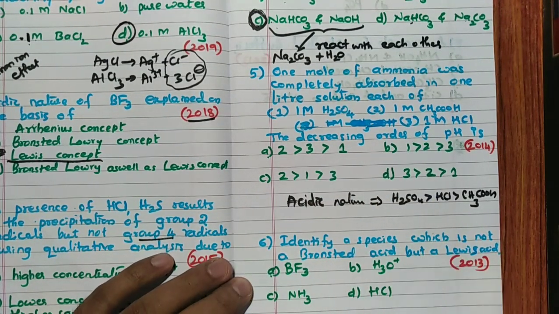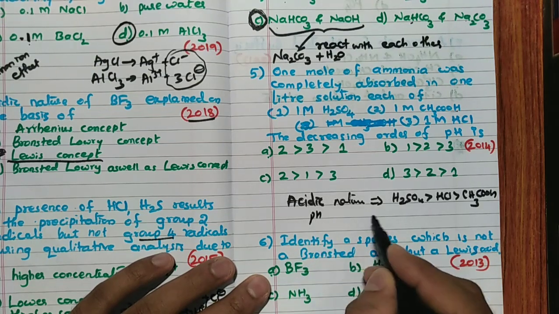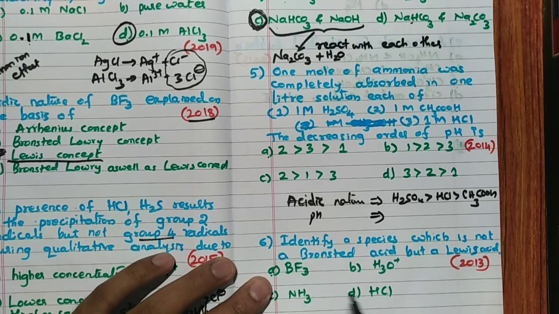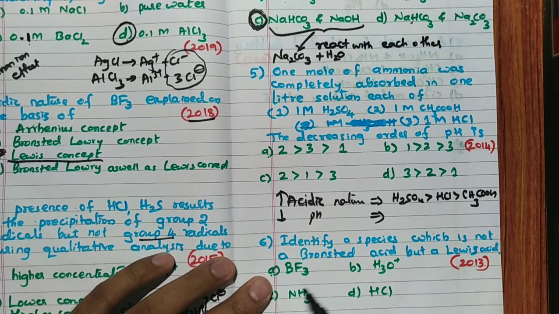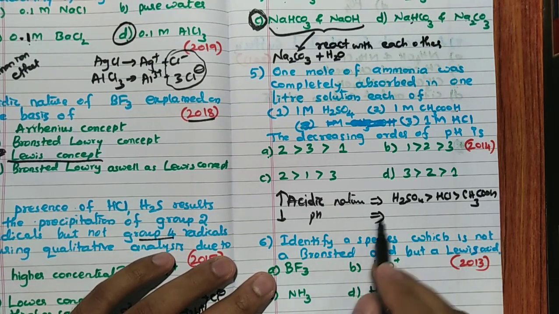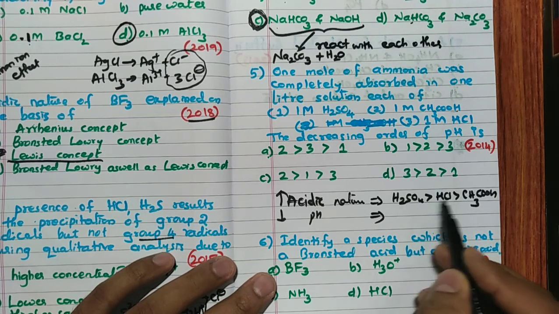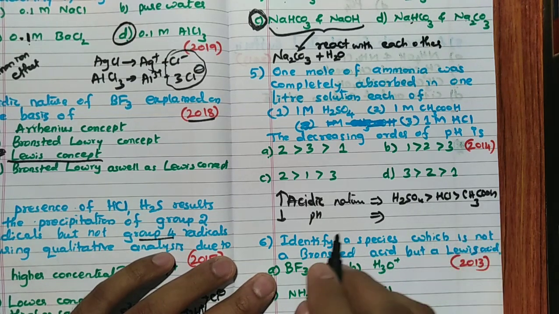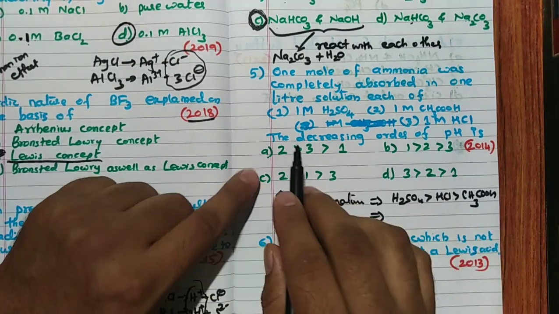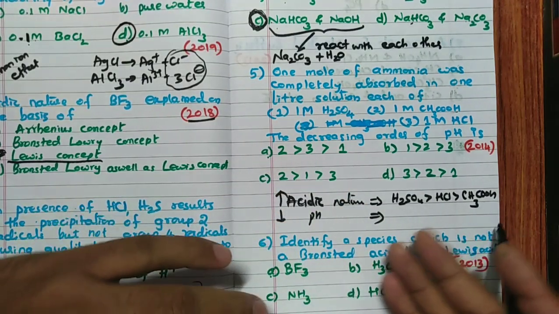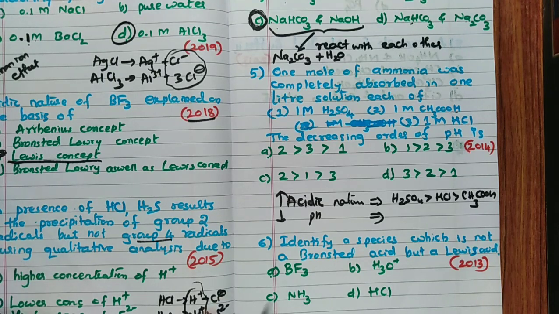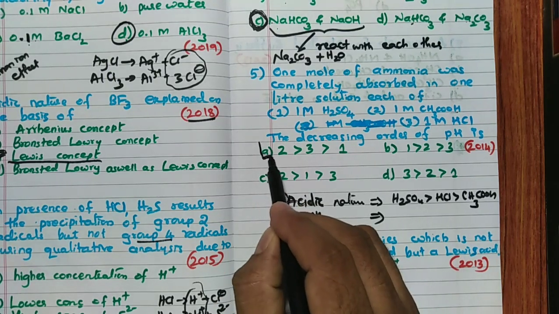So H2SO4, HCl, CH3COOH. Now pH order: how are pH and acidic nature related? If acidic nature is more, pH is less. Correct? So you can say the pH order is the reverse of this order: H2SO4, HCl and CH3COOH. What do they want? Decreasing order of pH they want. So acidic nature and pH are reverse. Hence the answer for this question is this one.